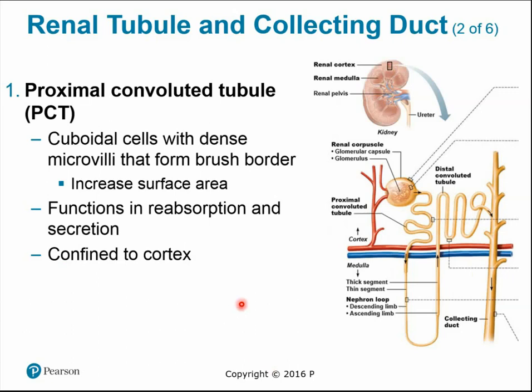So looking at our proximal convoluted tubule, it's composed of cuboidal cells. It has a very dense microvilli layer to form the brush border. So this is just to help increase the surface area. So when we're secreting and reabsorbing substances, we need a lot of surface area to maximize the efficiency. So functions of your proximal tubule include reabsorption and secretion, but these are generally going to be confined to the cortex. So this is trying to show the separating line between the cortex and the medulla.